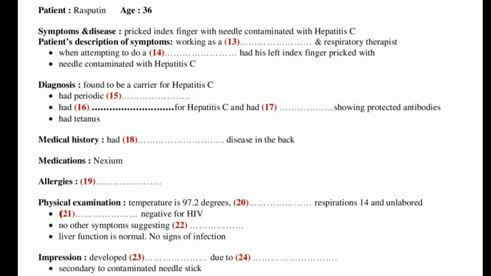Yes, doctor. Well, your temperature is 97.2 degrees, pulse rate is 84, respiration's 14 and unlabored, and blood pressure 102/70. You are negative for HIV. You have no other symptoms suggesting acute hepatitis. Your liver function test is normal at 18 and you have no signs of infection. You have developed acute intestinal illness due to blood-borne pathogen exposure secondary to contaminated needle stick.